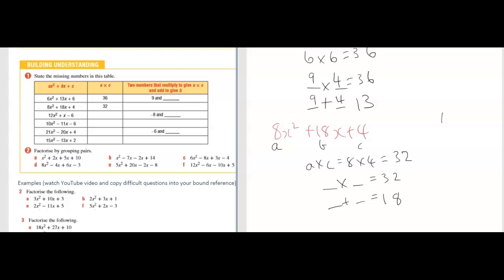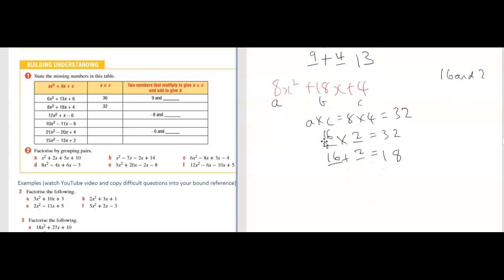What else? We got 16 and 2. You can do more, but I already know the answer is going to be 16 and 2. So 16 times 2 is 32, and 16 plus 2 is 18. Now, that's just the first step. So you saw how we were doing it in the key ideas.